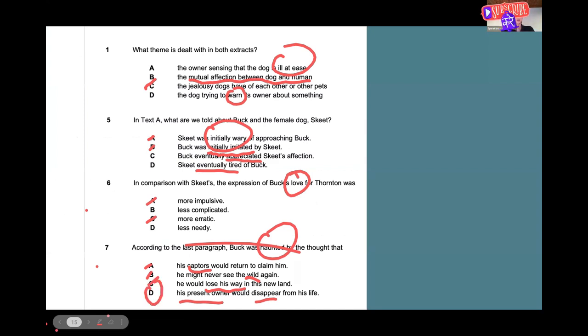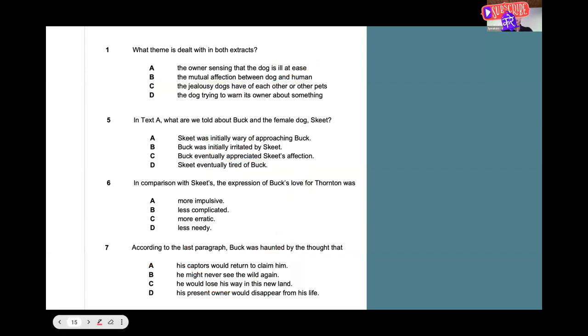So that is just what I meant by purposeful reading, with an example from the 2023 selective. And that's it for the reading section. Thank you, everyone.